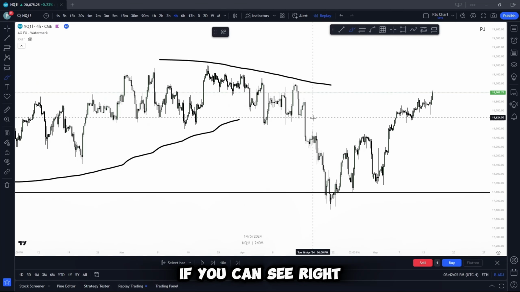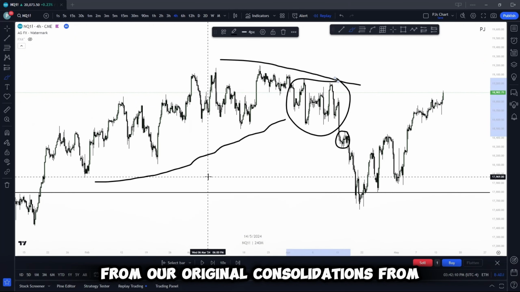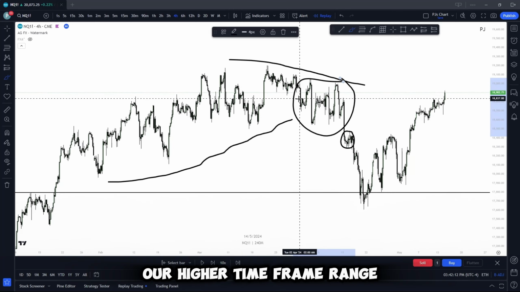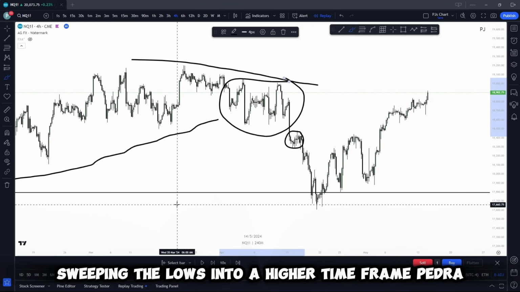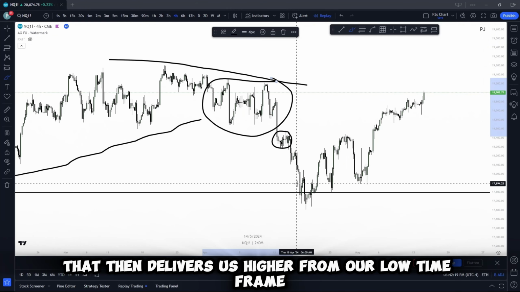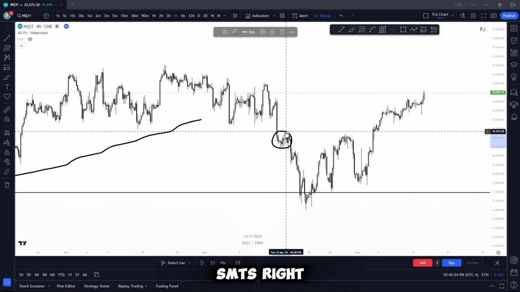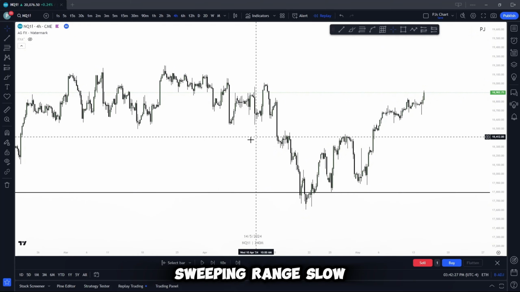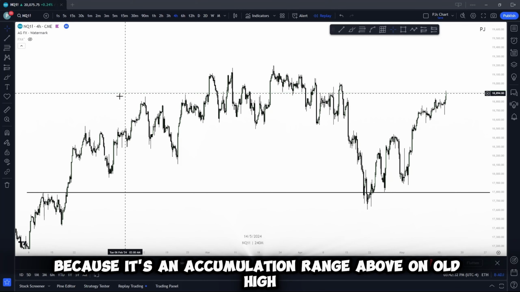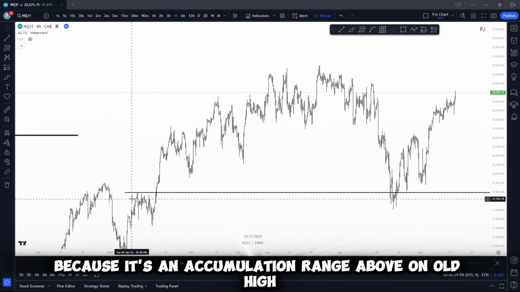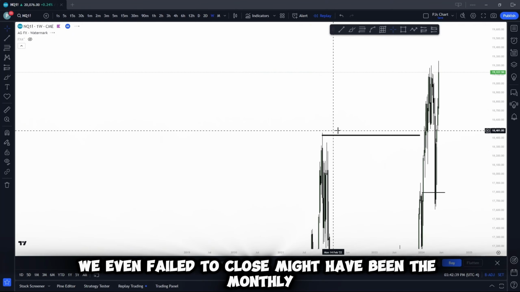you can see, right, our accumulations into our manipulations from our original consolidations from our higher time frame range, sweeping the lows into a higher time frame PD array that then delivers us higher from our low time frame, from our low time frame inside of our high time frame SMTs, right, sweeping range low. Technically, you could see all this as a CRT because it's an accumulation range above an old high into a PD array. We see we manipulate, and I think on a weekly we even failed to close.